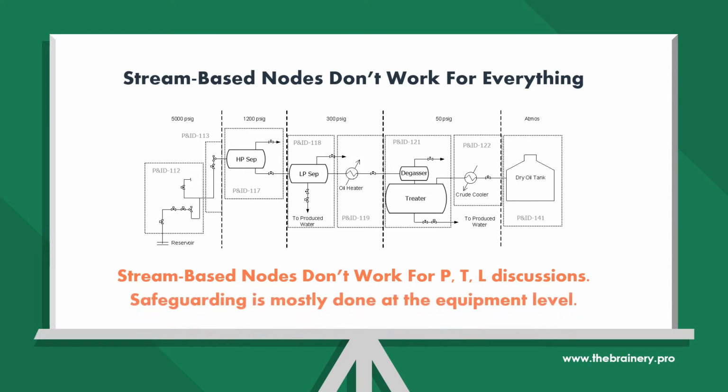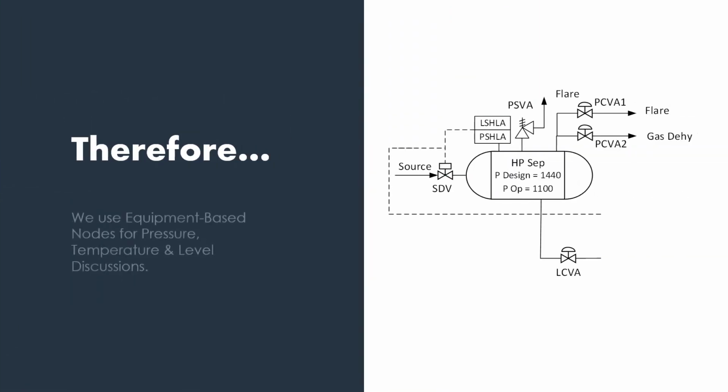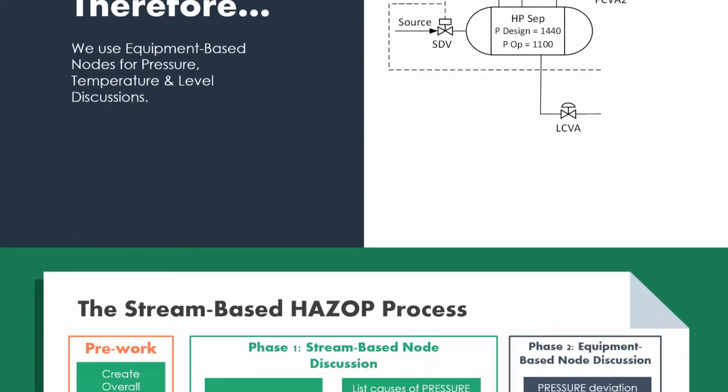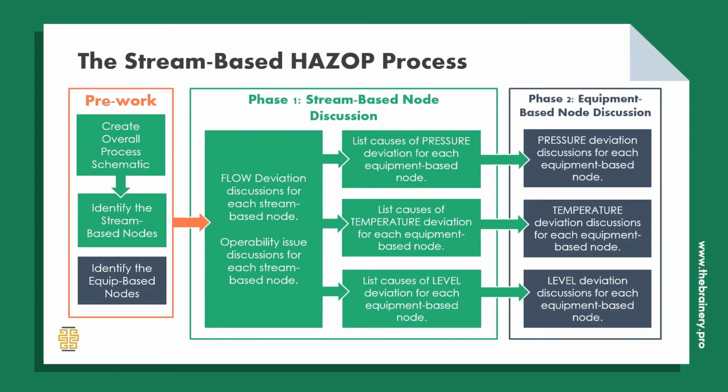Further, the safeguarding is mostly done at the equipment level. So for pressure, temperature, and level discussions, we have to use the small, typical equipment-based nodes. That results in a two-phase HAZOP process depicted here. Look at phase 2 at first.